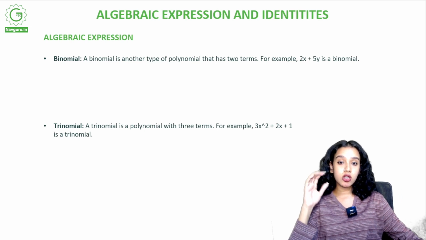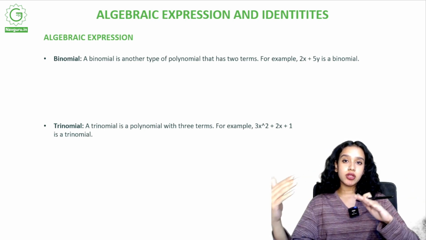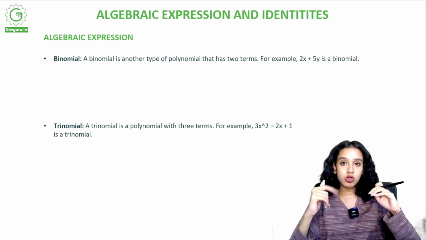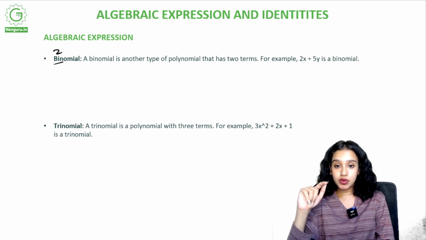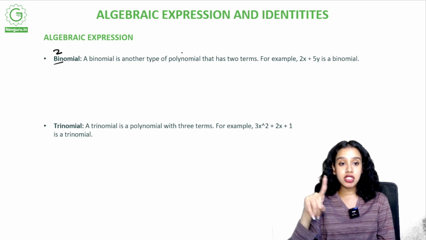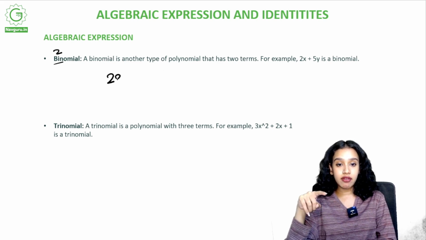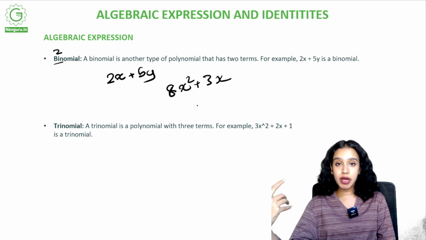Now let's talk about binomials. We talked about polynomials and then monomials. Monomials are polynomials with one term. So what would be a binomial? Bi means two. A binomial is another type of polynomial that has two terms, right? So if we have 2x plus 5y, it's a binomial. If I have 8x square plus 3x, it's another binomial.